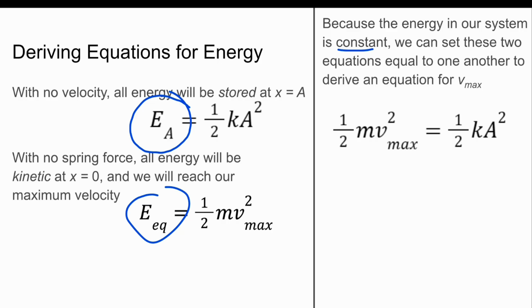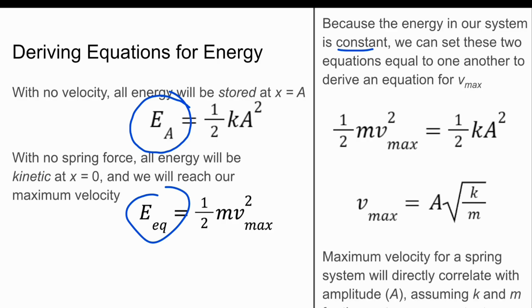If you want to take a moment and pause, you can solve for that yourself. When you come back, you should get something like this: V max equals our amplitude times the square root of K over M. So our maximum velocity for a spring correlates with amplitude, so long as we assume that K and M are constant, no matter what amplitude we place our system at.